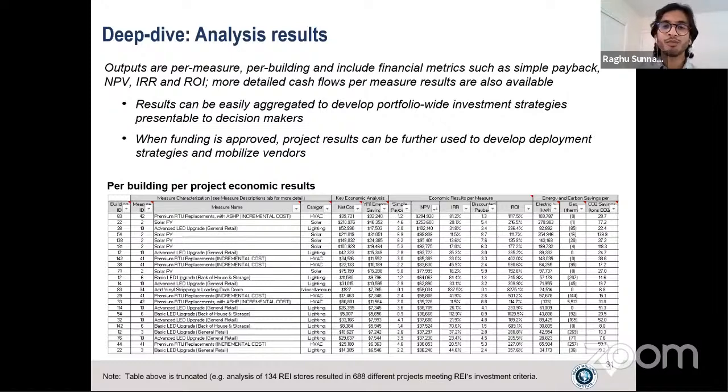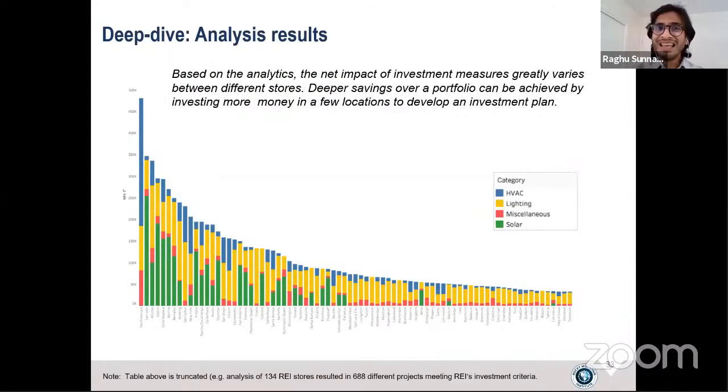But at the same time, because of the high-level financial results that we're able to present, the same study results can also be presented to a high-level CFO. And once funding is available, project-specific economic results are used to develop deployment of these strategies and to mobilize vendors. That takes place as we go on.